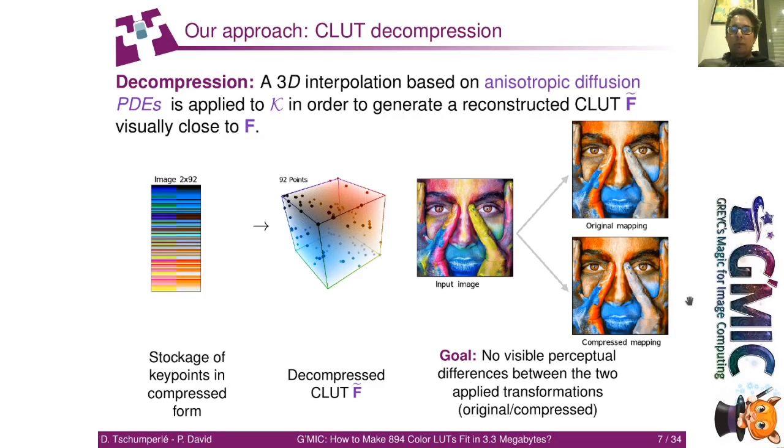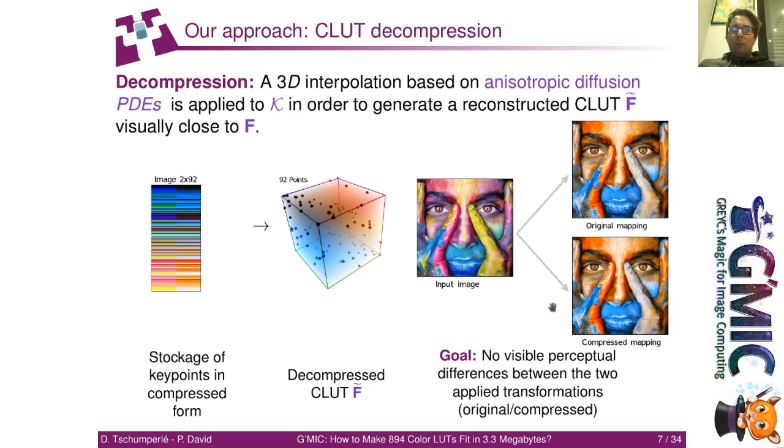First, we have to define a way to reconstruct a full color LUT from a set of sparse key points. That is basically the decompression step. Second, having a known decompression method, we have to determine a reasonable set of key points that capture the global color variations of a color LUT. Of course, the goal is that the user should not be able to spot the differences between an image processed with the original CLUT against the compressed CLUT.